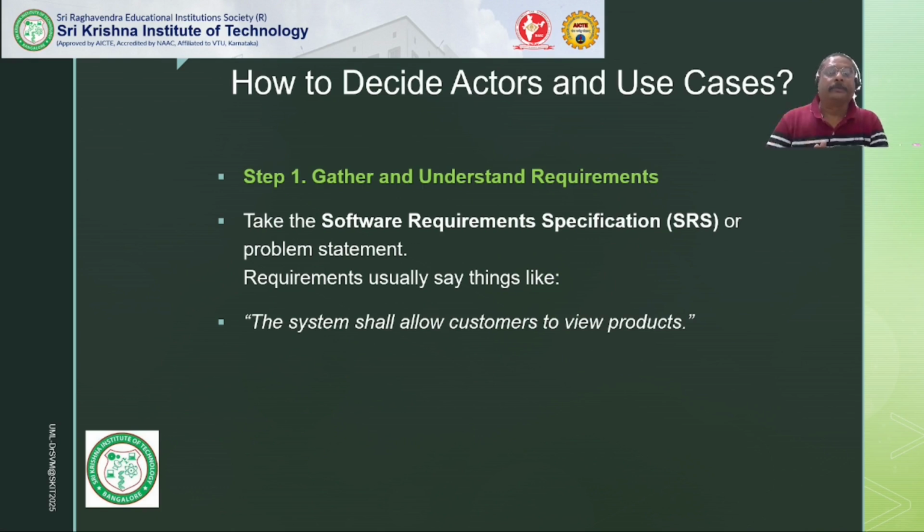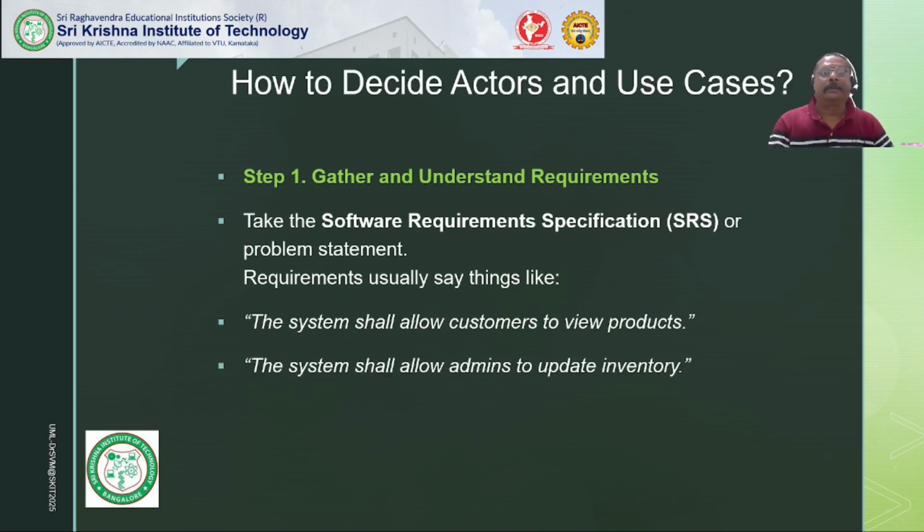So that becomes a use case. In this case it says that the system shall allow customers to view products. So the actor here is the customer, an outsider, and view product is a function we have to define. Whenever a customer wants to view products, we should have some functionality that allows the customer to view them. So view product becomes one use case, and customer will be an actor here.